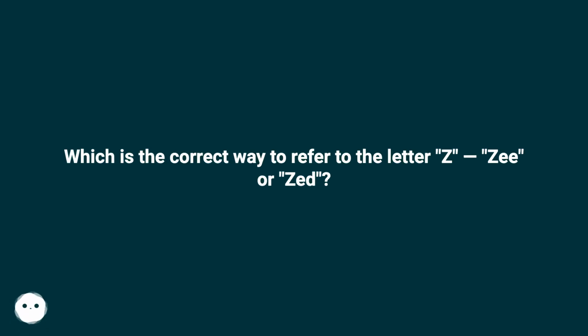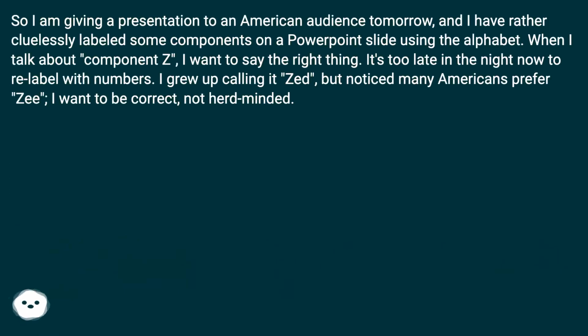Which is the correct way to refer to the letter Z, Z, or Z? So I am giving a presentation to an American audience tomorrow, and I have rather cluelessly labeled some components on a PowerPoint slide using the alphabet. When I talk about component Z, I want to say the right thing.